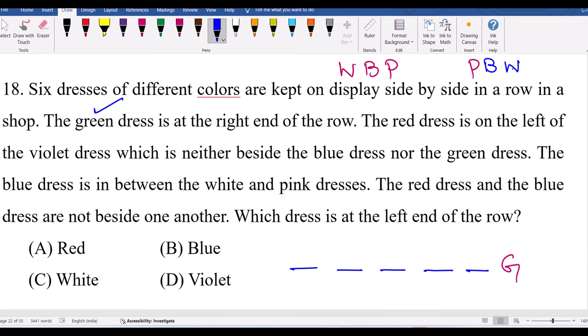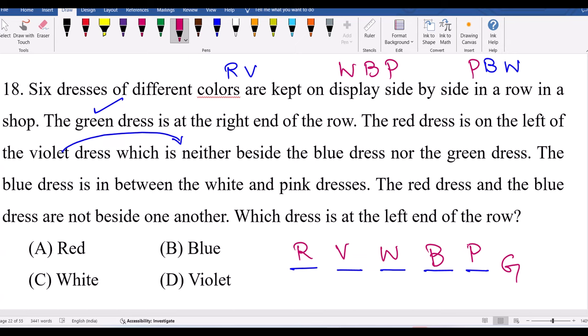The red dress is on the left of the violet dress, which is neither beside blue nor green. Red is on the left of violet. And violet is not a neighbor of blue or green. So I cannot put RV here, because violet is not related to blue or green. So I can put red and violet here. WBP, you just check once, is this satisfying all conditions or not?